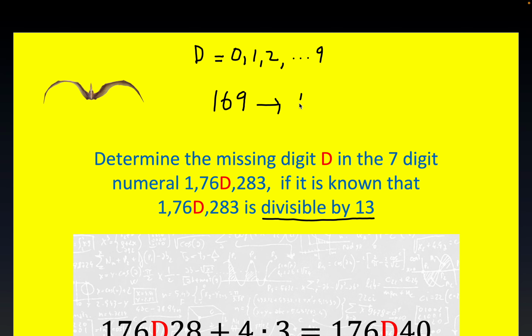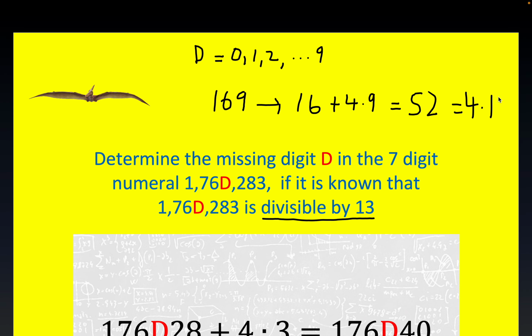You can take 16 plus 4 times 9. But 4 times 9 is 36, and 36 and 16 is 52. And guess what? 52 is divisible by 13 because it's equal to 4 times 13. And so without proving this, I've just shown you an example of what this does.